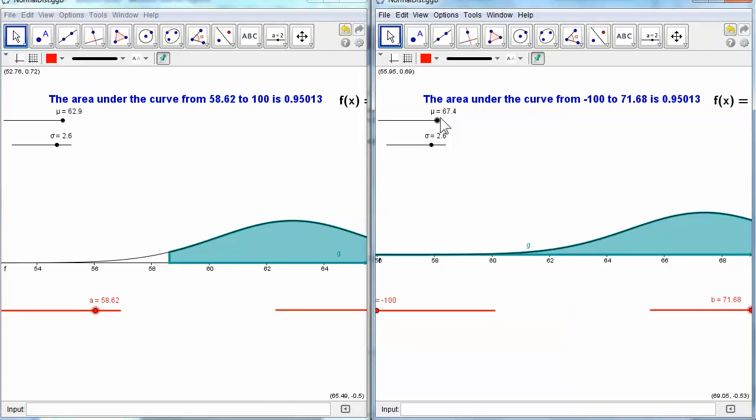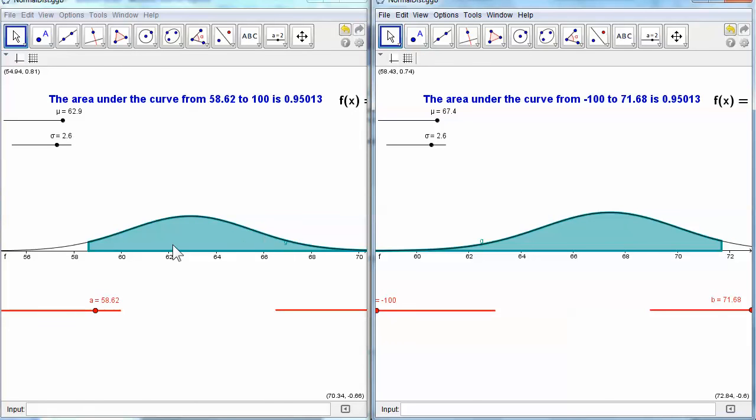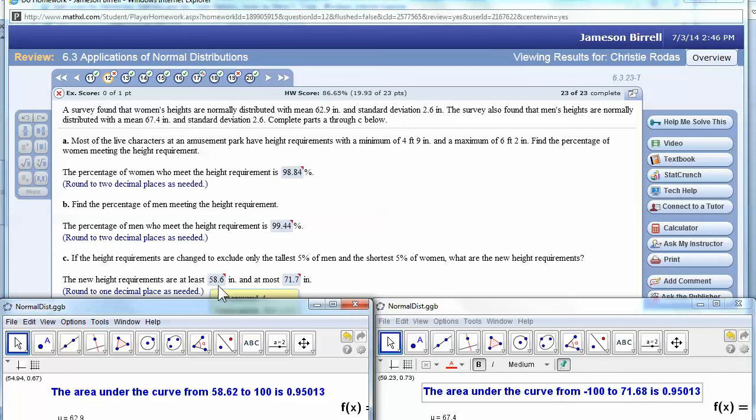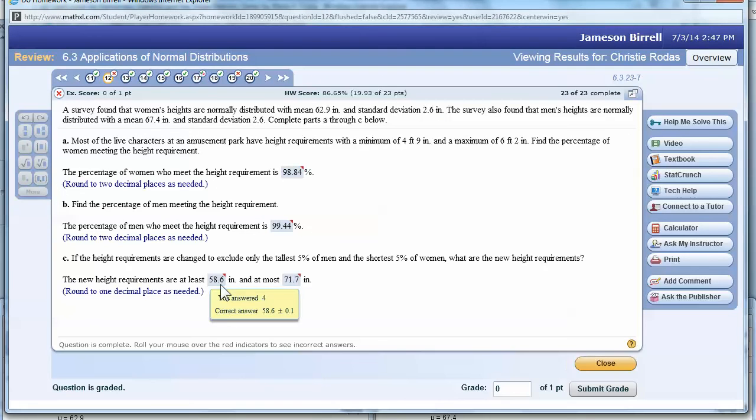Here are the two displayed together. Let me adjust so we can see both. The women's distribution: the mean is 62.9, standard deviation 2.6, excluding the bottom 5%. And the area is contained up here, and we get a cutoff score of 58.62 inches. And the men's distribution, the mean is 67.4 and standard deviation 2.6, cutting off the top 5% there, and the height is 71.68. So let's check both of those. Rounding gave us exactly the right answer. And you could have used StatCrunch also.